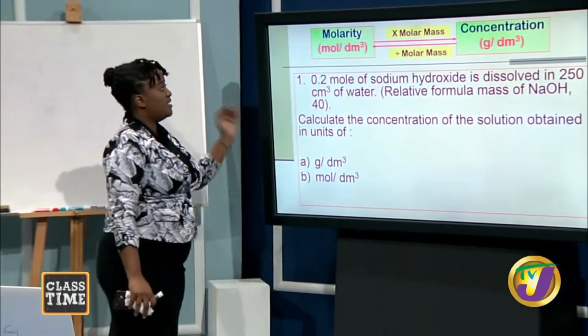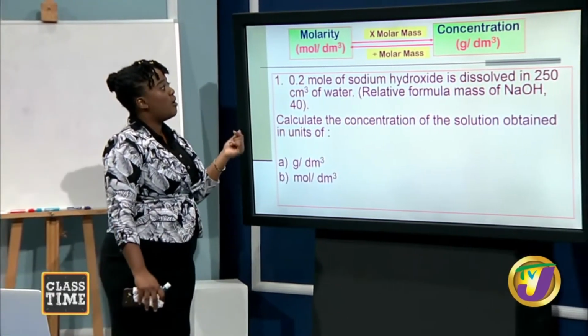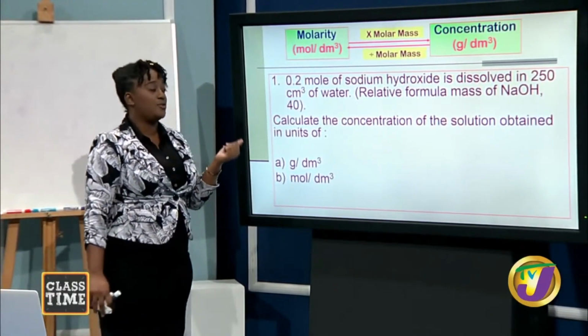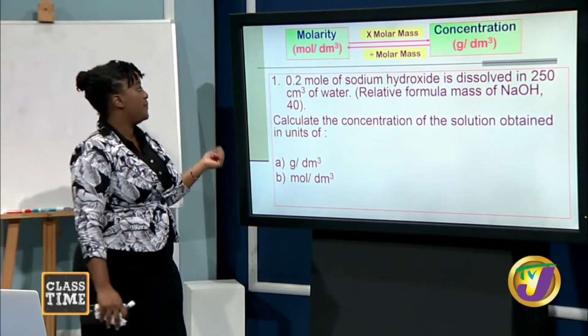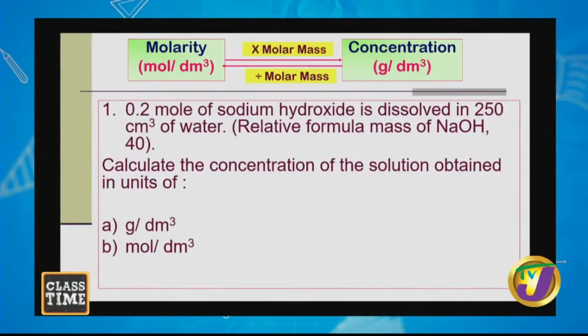So let's look at this question. 0.2 mole of sodium hydroxide is dissolved in 250 cm cube of water. Calculate the concentration of the solution obtained in units of gram per dm cube. So now we're given mole and we're given cm cube. I need to convert this to gram per dm cube. We just did that a while ago. So how would we calculate it?